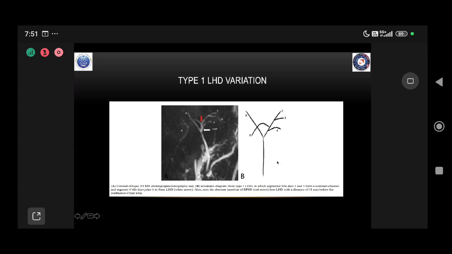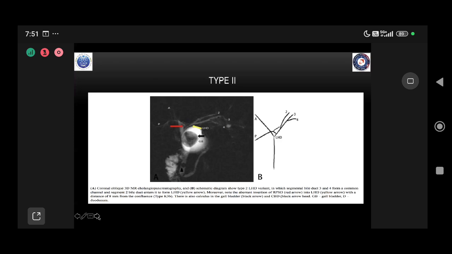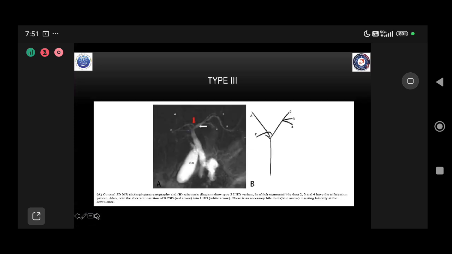These are the variations on the left side. This is the segment 2, 3 duct. 2, 3, 4 are separate, and then the posterior sectoral is inserting into the left. This is a type 2 variation. You can see 2 is joining below, 3, 4 are forming one trunk, and the posterior is separately draining. So these are all minor things, but again, awareness is important so that you don't encounter troublesome bile leak in the post-operative period.